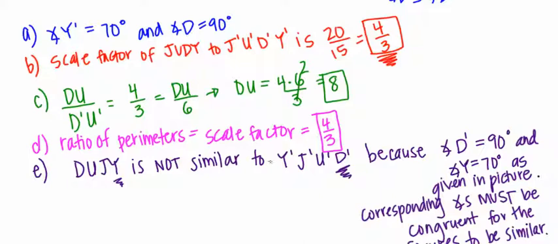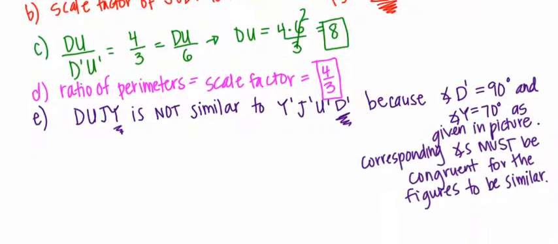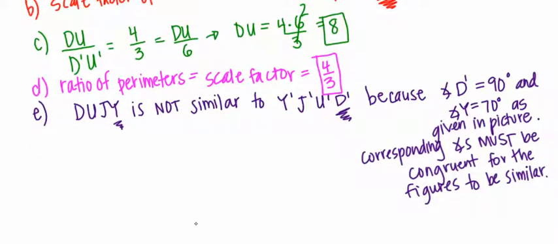JUDY is not similar to Y prime, J prime, U prime, D prime, because this similarity statement shows that angle Y would have to be congruent to angle D prime. It's clearly not congruent, as angle D prime is marked as a 90-degree angle, and angle Y is given to be 70 degrees. Corresponding angles must be congruent for the figures to be similar.